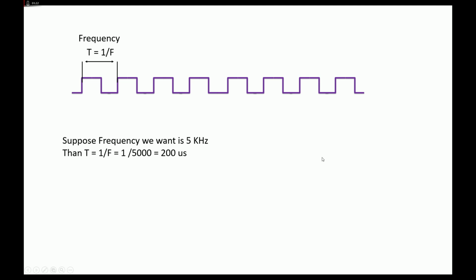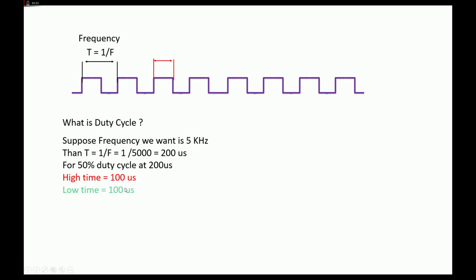So let me tell you now, what is duty cycle? The next question, what is duty cycle? Now a 50% duty cycle at 200 microseconds means a frequency of 5 kilohertz. Now if you want to change the frequency, then just change this total time from 200 to 400, whatever value you want. Like, lower the value, higher the frequency. So guys, for a 50% duty cycle at 200 microseconds, meaning at 5 kilohertz, high time is equal to 100 microseconds like this, and low time is equal to 100 microseconds like this. Then this means that your duty cycle is at 50%.